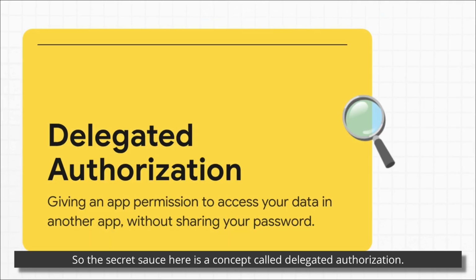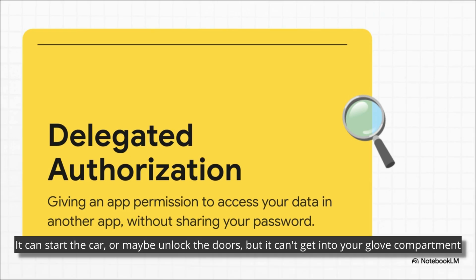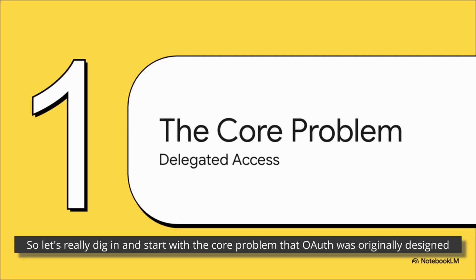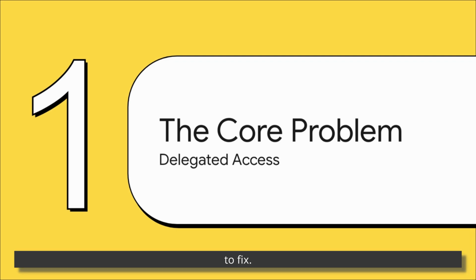So the secret sauce here is a concept called delegated authorization. And this is where that valet key idea really clicks. Think about it. You give a valet a key, but it's a special key, right? It can start the car, maybe unlock the doors, but it can't get into your glove compartment or your trunk. You're giving limited, very specific permission. Well, OAuth 2.0 is exactly that, but for your digital life. So let's really dig in and start with the core problem that OAuth was originally designed to fix.